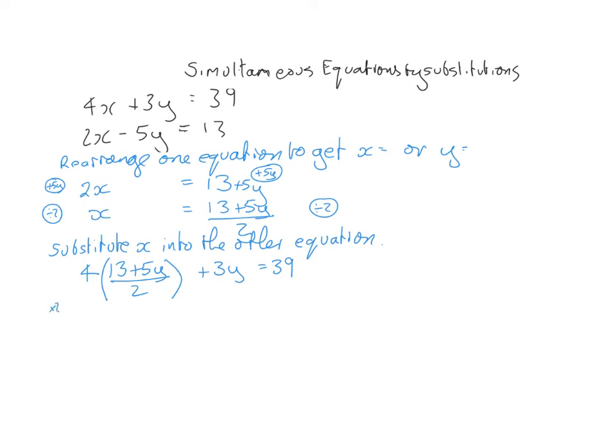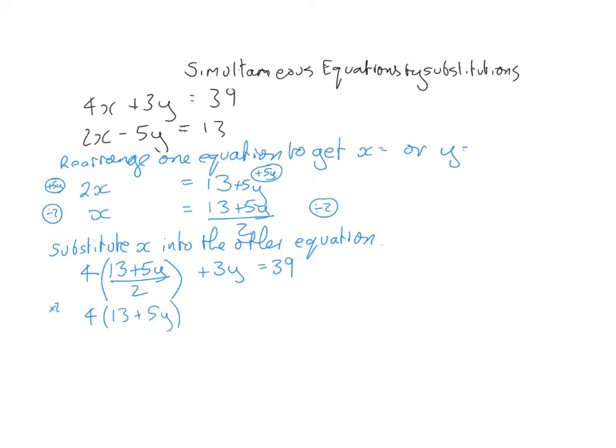Now here, if I multiply something that I've divided by 2, what do I get? The original. If I have something and I divide it by 2 and then I times by 2, I get back to where I started. So I've got here 4 brackets 13 plus 5y.